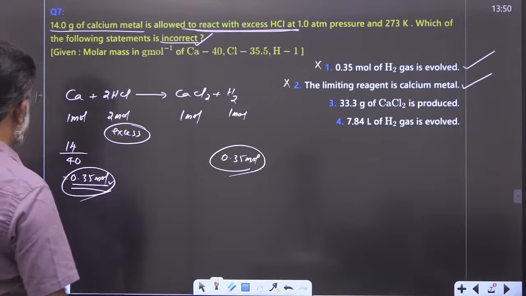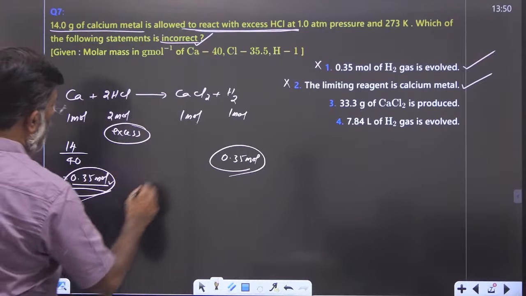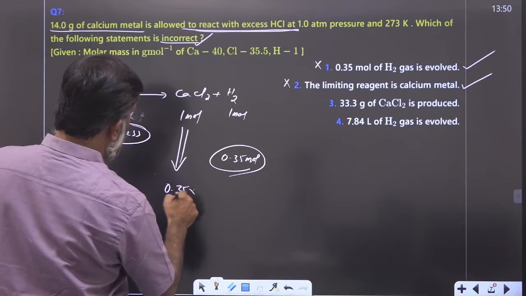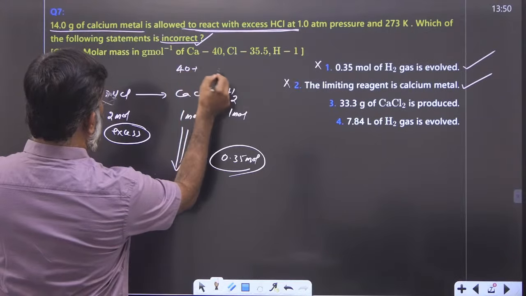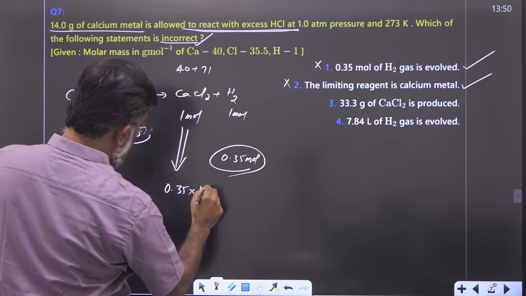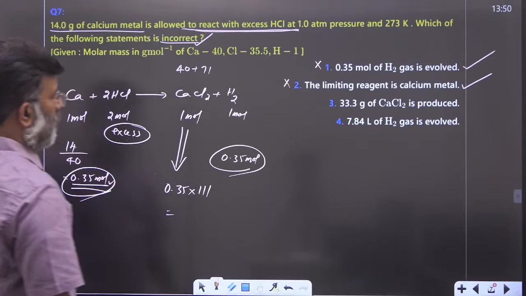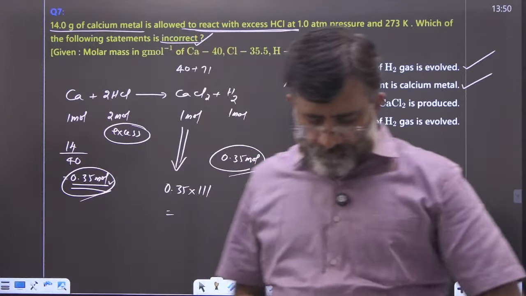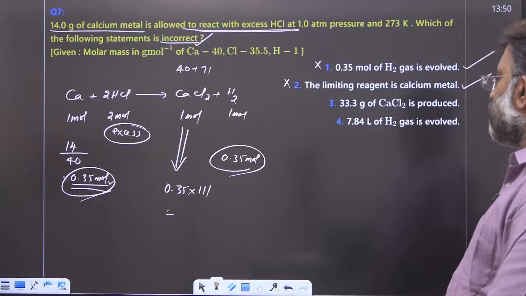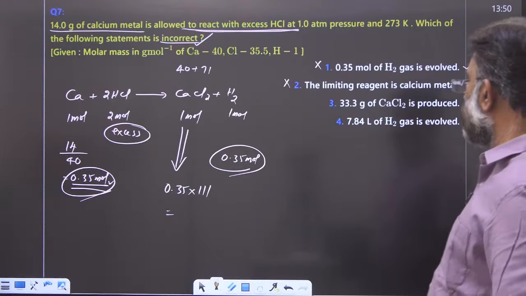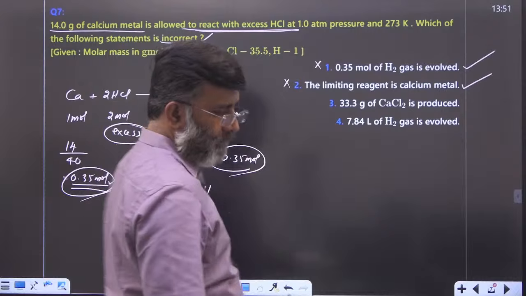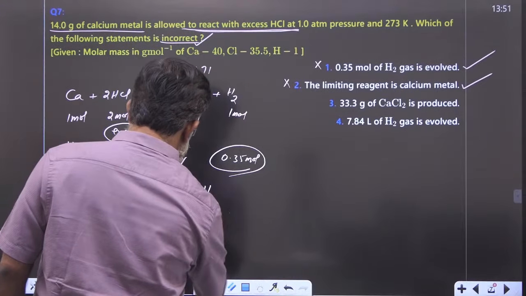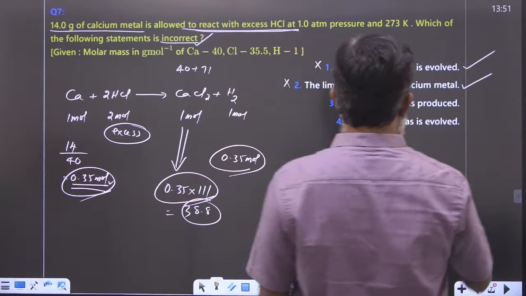Let's figure out. 1 mole will give you 1 mole, so 0.35 will give you 0.35. Convert into grams by multiplying with the molar mass of calcium chloride, 40 plus 71, so 111. Is it 33.3 gram calcium chloride? No, it is not 33.3. It is coming out to be 38.8. The moment you see the calculation, you can understand.